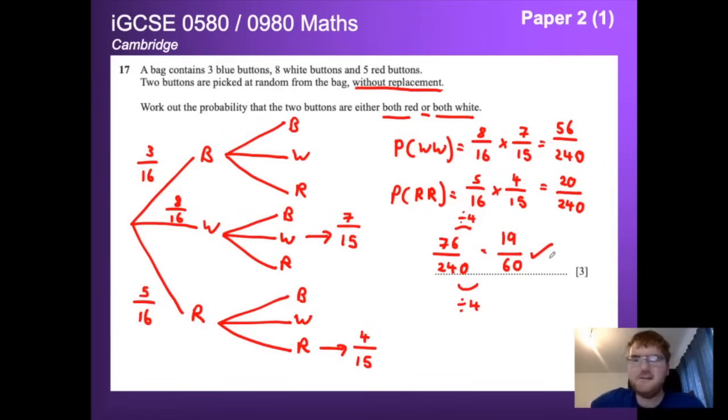So the key thing is, don't do what I did at the start. Make sure you're doing the red and white options and don't include the blue. Make sure you know the options that you want, and then from there you can actually work out the probabilities you need.